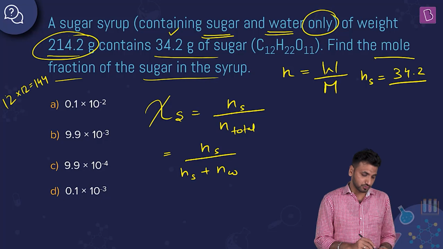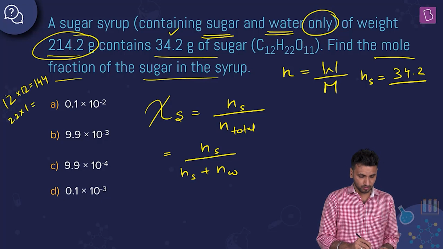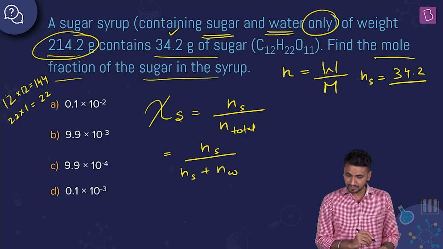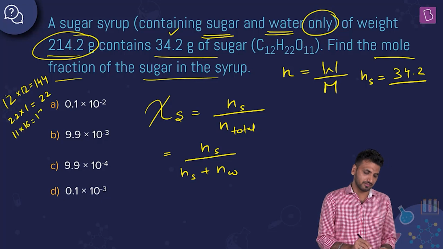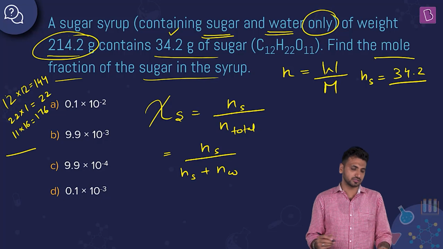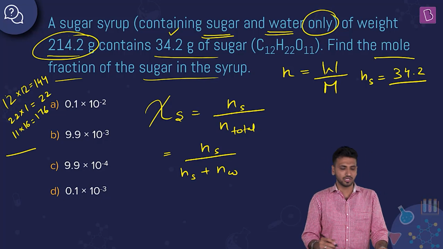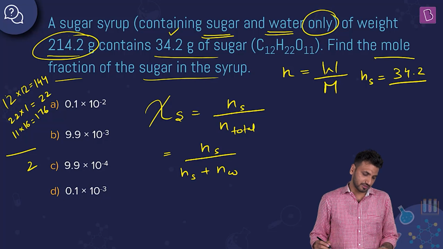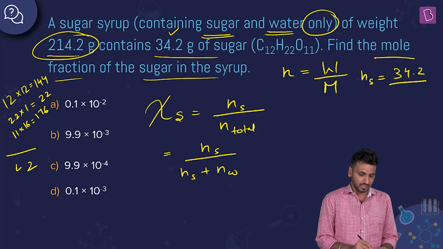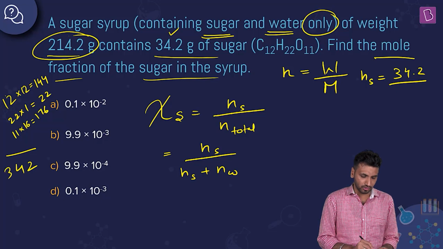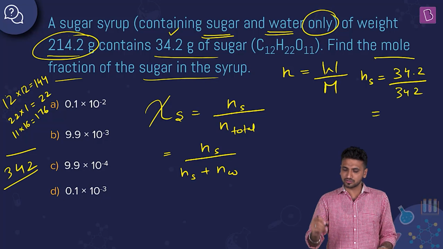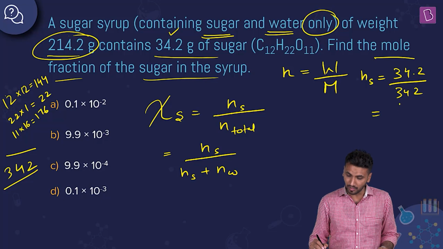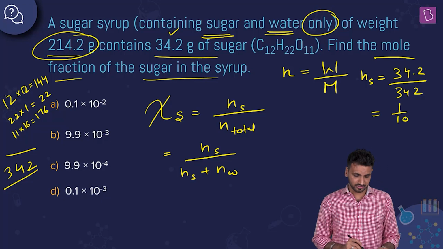Then you have 22 hydrogen. For one it is 1 gram per mole, so 22. And then oxygen, which is 11 into 16, 176. You need to add them all. So the answer is 342 grams per mole. So let me write it, 342. So the moles of sugar is going to be 34.2 upon 342. Easy calculation, 1 by 10. This is fine. Let's calculate the moles for water as well.